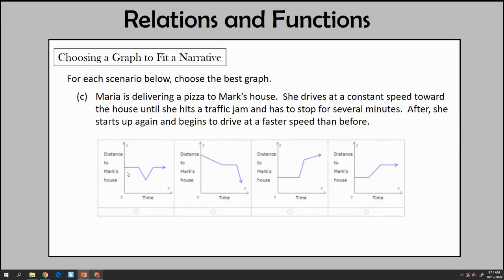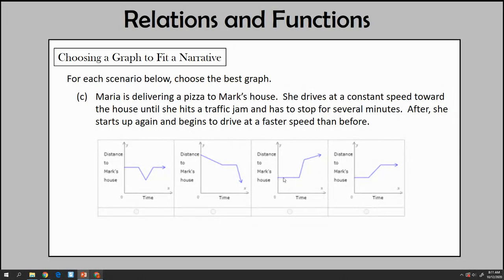Okay, so I don't know what this one shows, that she's a constant distance from his house. So she's not getting any closer to it. She gets closer to his house, then she gets farther away. And then she's the same distance she started away. So that's not it. This one shows she's getting closer to his house at a constant speed. Now she's not getting towards his house. She's in a traffic jam, so she's not getting any closer to the house. And then at the end of the traffic jam, she starts getting closer to the house faster. That describes our scenario.